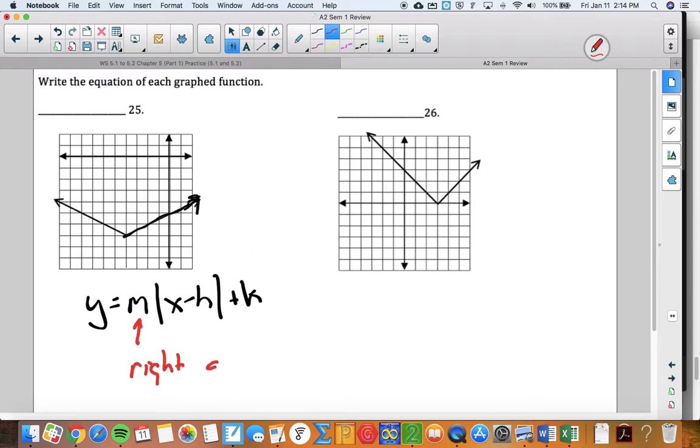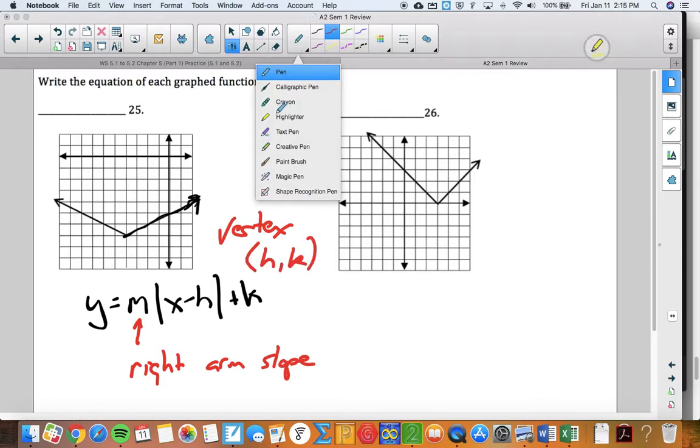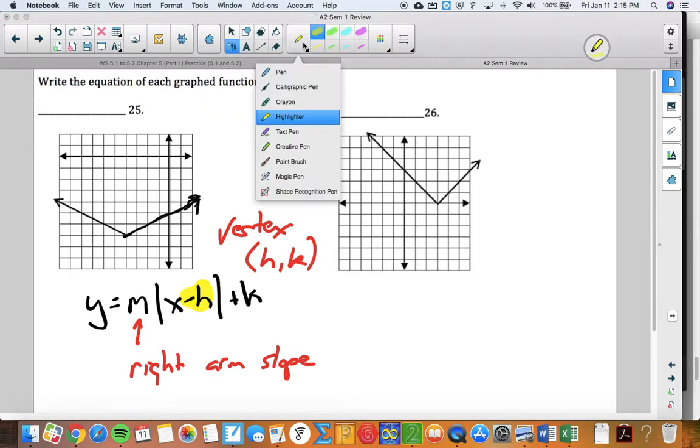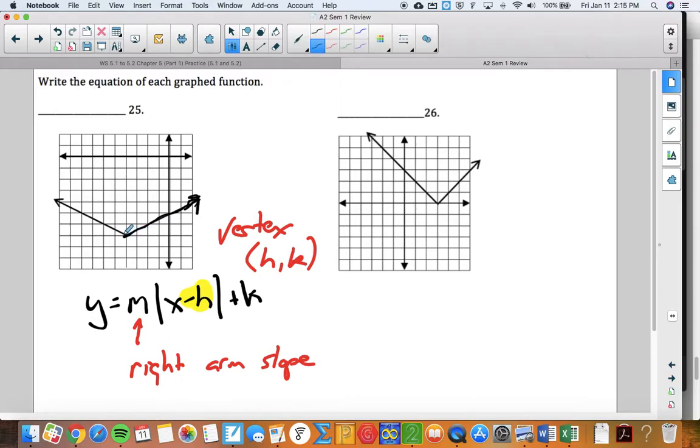Slope. And your vertex is going to be at h comma k, which means because there's a negative sign in front of the h, it's the opposite of whatever you see there, and then literally whatever k is. So let's identify our vertex. Our vertex is at negative 3 comma negative 7. What is it, negative 3? It's negative 4. Sorry. Negative 4 comma negative 7.